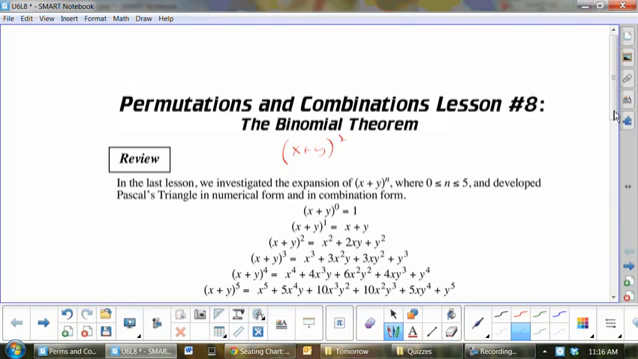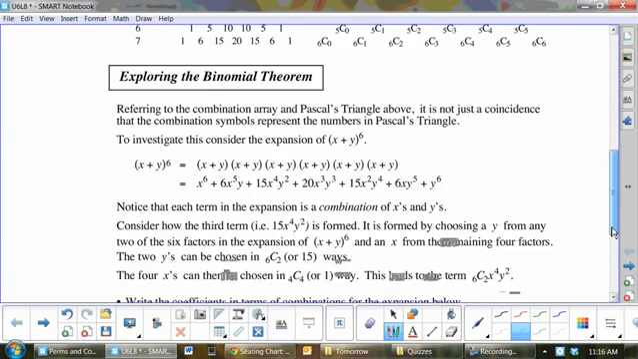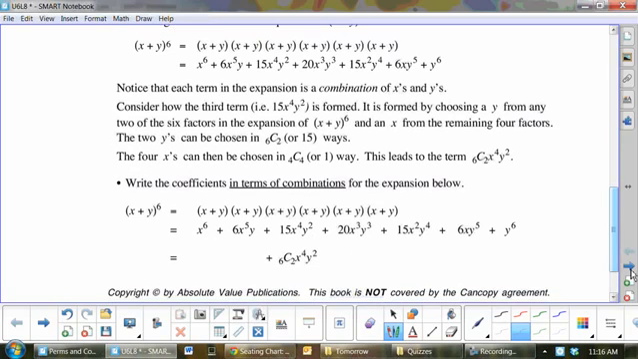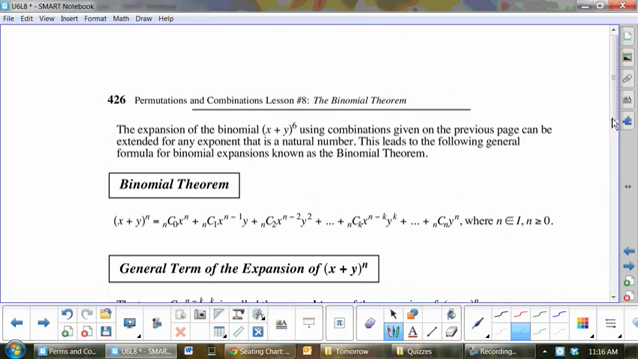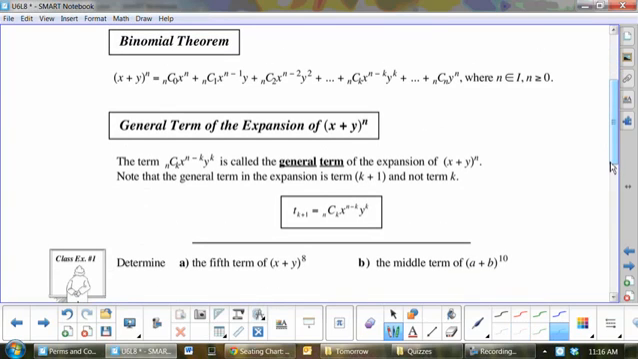Now, we have done all of this. This is all review. We just did it yesterday, but more importantly, we just did a quiz on it today. So we're going to go to the actual binomial theorem. Now, the binomial theorem, you have already seen.